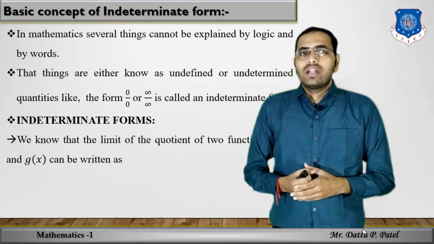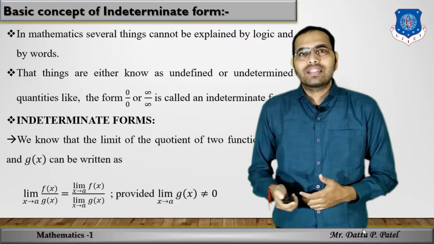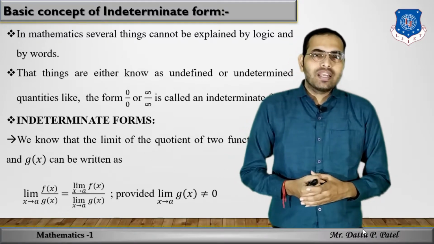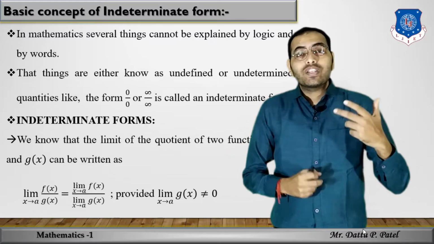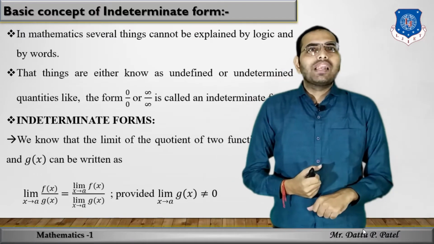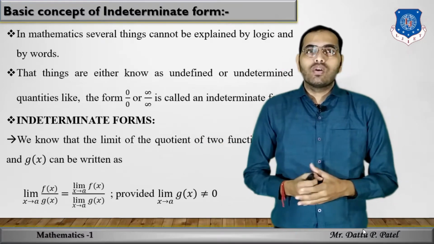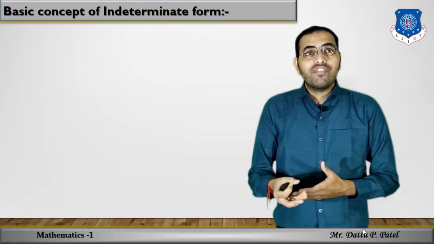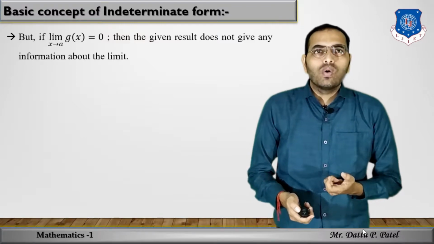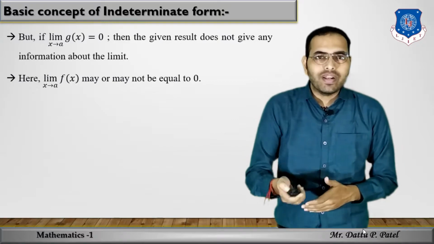We know that the limit of the quotient of the two functions f of x and g of x can be written as limit x tends to a f of x by g of x equal to, separating the limits from numerator and denominator portion, limit x tends to a f of x by limit x tends to a g of x, where the denominator portion must be not equal to 0. But if the limit x tends to a g of x equal to 0, then the given result does not give any information about the limits.